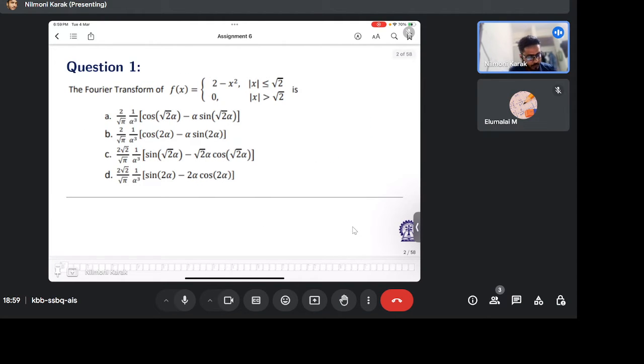So this is the first problem. It's a very easy problem. The function f(x) is defined as 2 minus x square when x lies between minus root 2 and root 2, and it takes 0 otherwise. I hope you already know the formula of the Fourier transform.